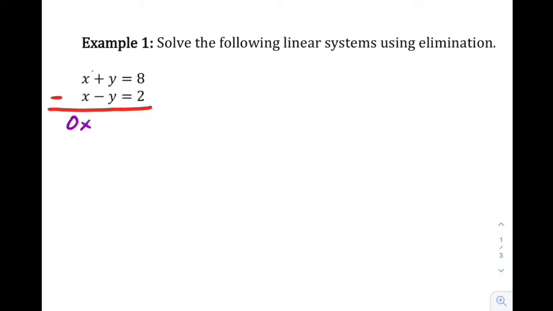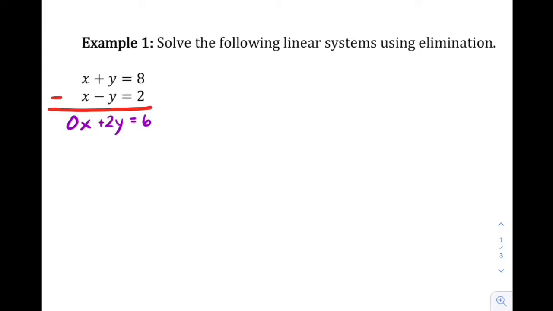Then I'm going to subtract the y's. Remember the sign in front of the y matters. We're taking 1y subtract negative y. So when we write that out, it's like this. y subtract negative y, which is positive 2y, because 1 take away negative 1 is 2. And then I'm going to do the same on the right side. 8 take away 2, well that's 6.